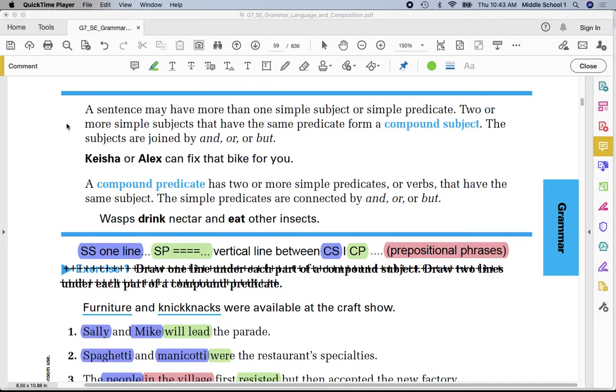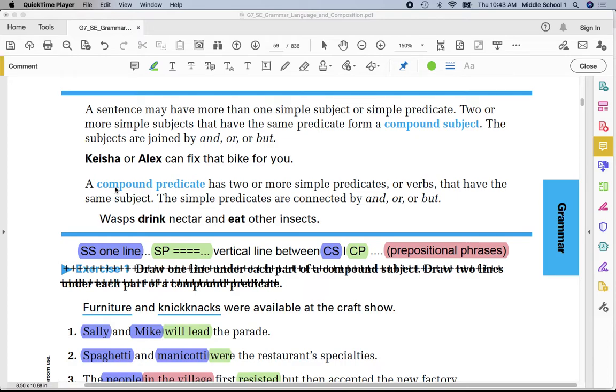Looking at the definition, a sentence may have more than one simple subject or simple predicate. Two or more simple subjects that have the same predicate form a compound subject, such as Keisha or Alex. Keisha or Alex can fix that bike for you. This is a simple sentence, but it has a compound subject.